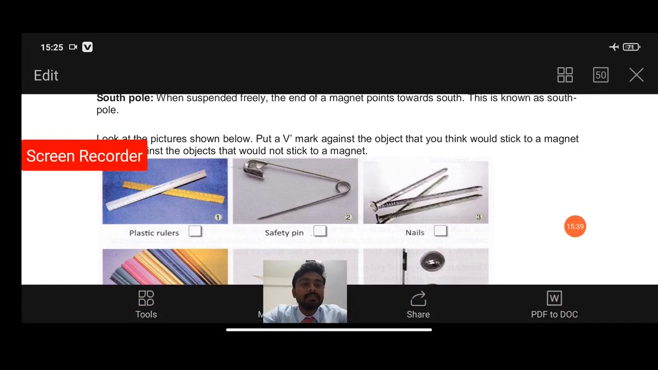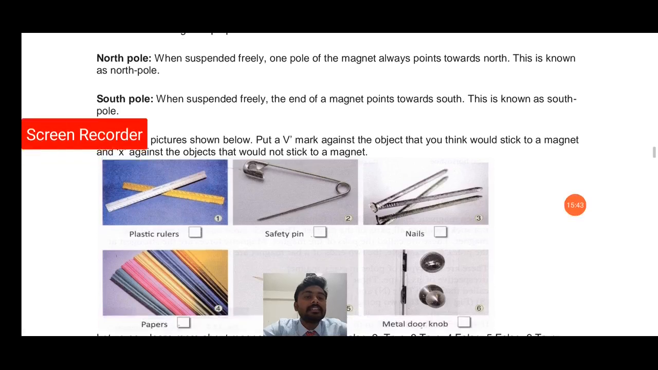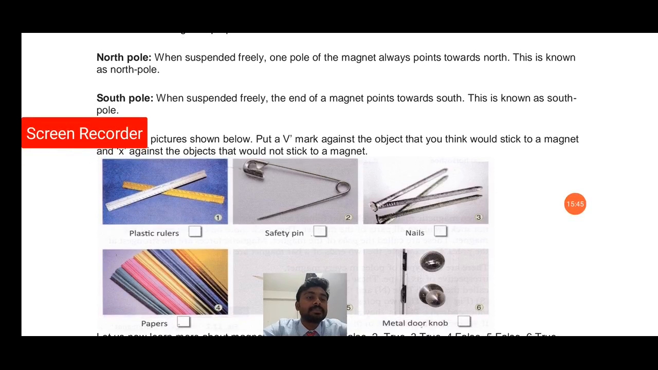When suspended freely, the end of the magnet points towards the south. So this is known as a South Pole. So this is about the South Pole and the North Pole.